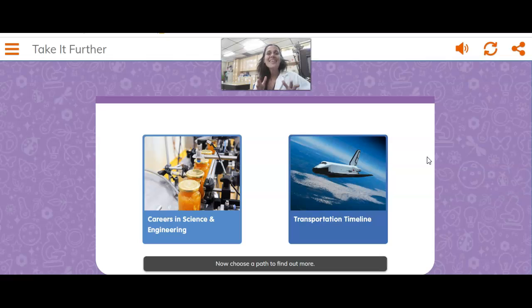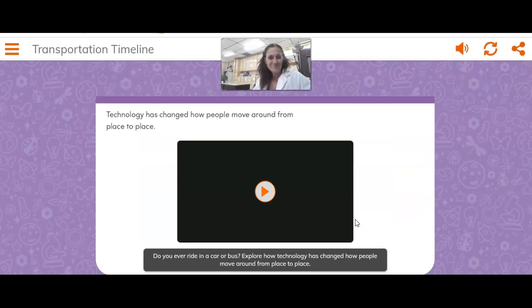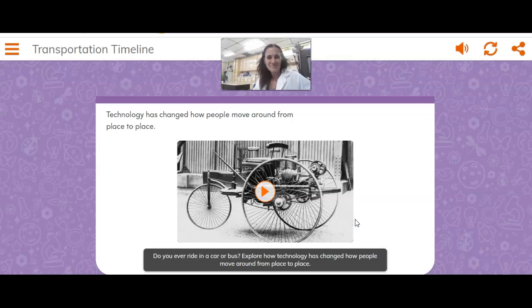And then it's gotten better and faster as time's gone because people have seen, you know what, that was a really good car, but there's a way to make it better. And so someone else came along and worked at it to make it even better. So we're going to take a quick timeline through transportation today. Do you ever ride in a car or bus? Explore how technology has changed how people move around from place to place.